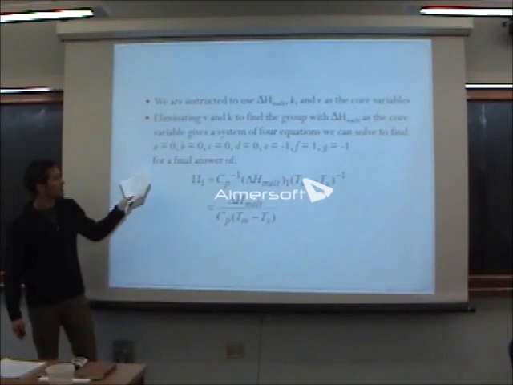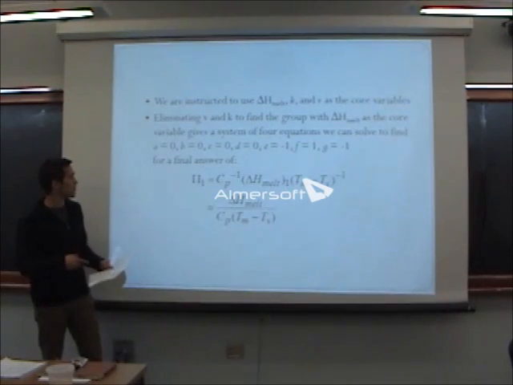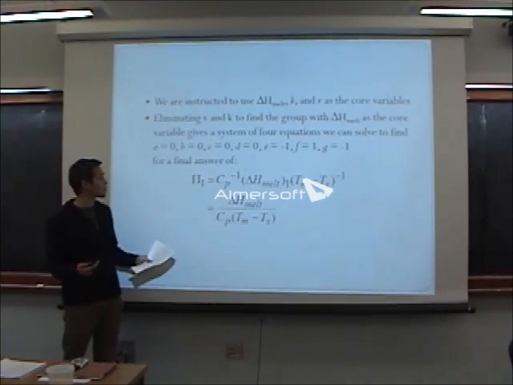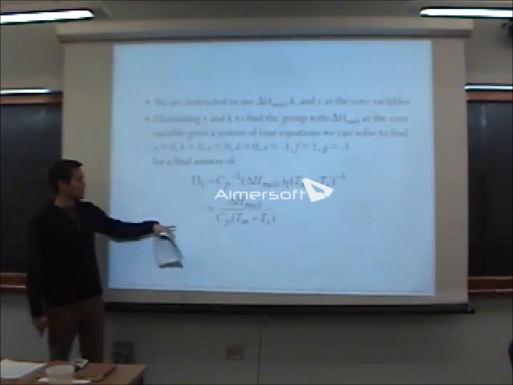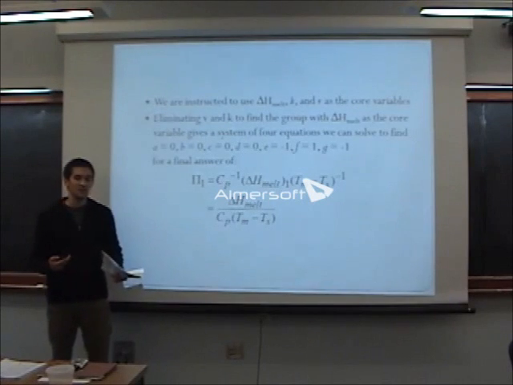Now you eliminate V and K based off the problem, and you know delta H is in the core variables, and then you solve through the method that you guys are all familiar with, A is 0, B is 0, C is 0, and so forth. So your first dimensionless group is delta H melting over Cp times delta T.